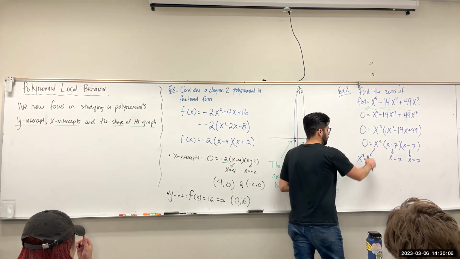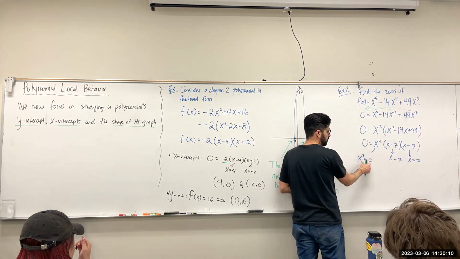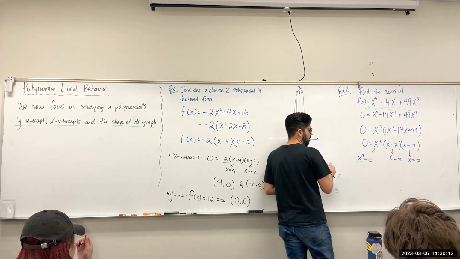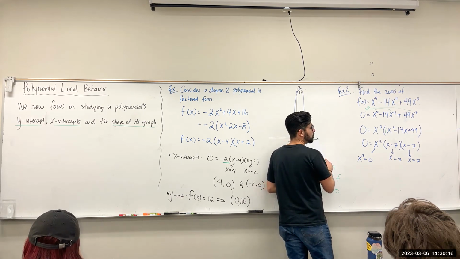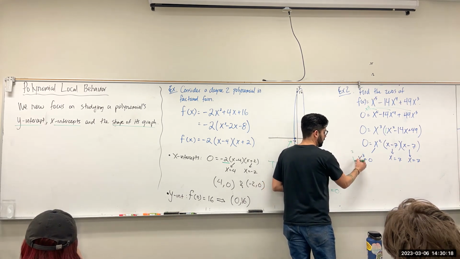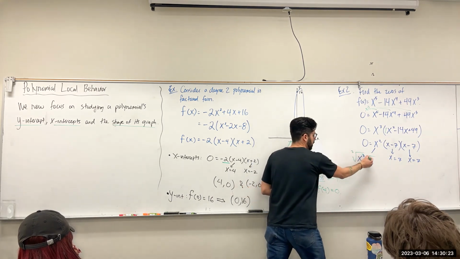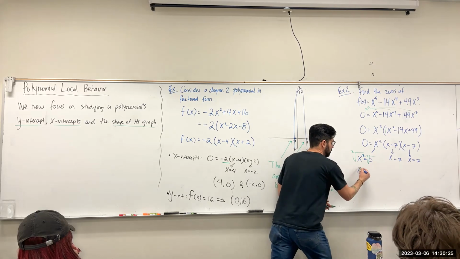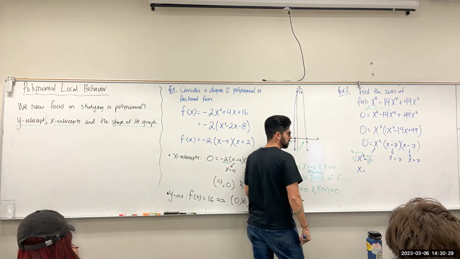So if you were unsure, what can I plug in here to make it 0? You just set it equal to 0. Remove the cube by doing what? Cube rooting. The cube root and the cube cancel. What number multiplies itself 3 times to give you 0? 0.